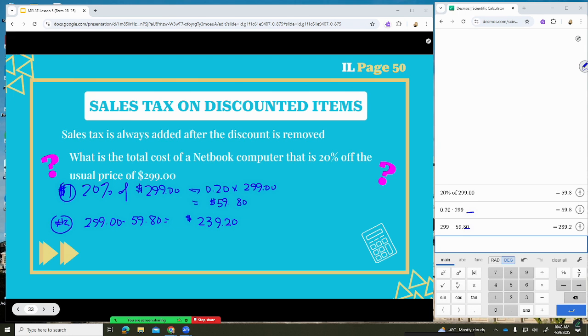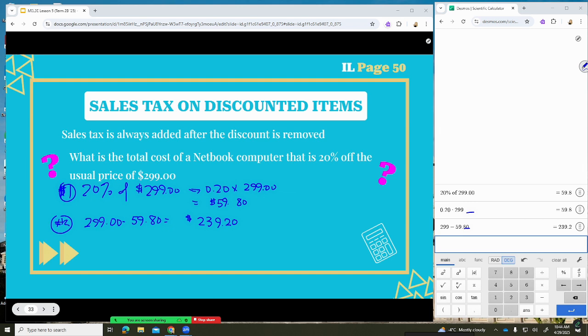Next, we have to apply the tax. Depending on where we are, we want to reference page 45 to find out what is PST, what is the GST, or what is the HST. This question doesn't tell us where we're buying the netbook, therefore we assume it's Ontario and it's 13% HST. What is the total cost of the netbook?